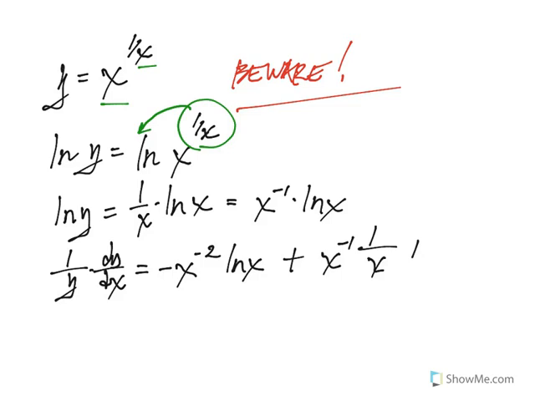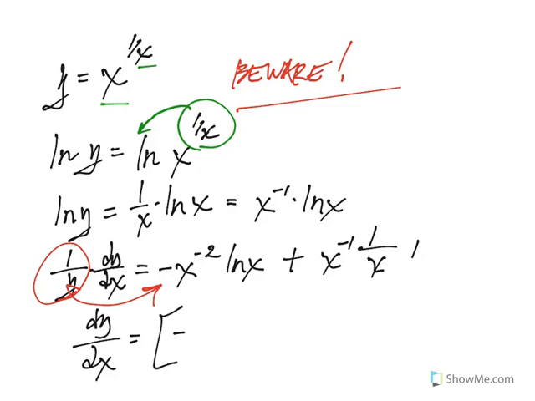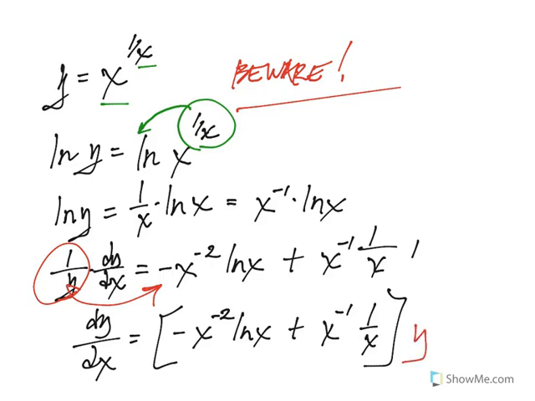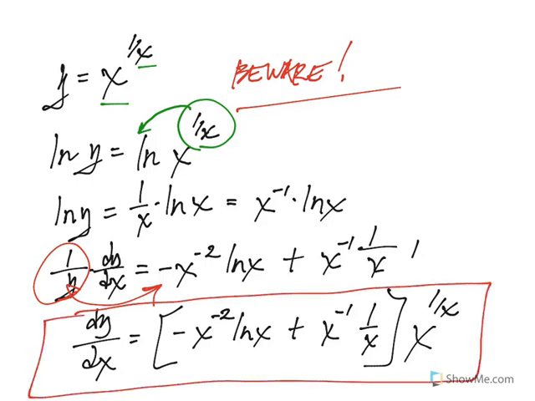All right, I've got one more step for you. What I want to do is take this y and move it to the other side because I want to know what dy dx is, and I want that alone. So the right-hand side will be negative x to the negative 2 ln x plus x to the negative 1 times 1 over x times 1. And that'll be times y on the right-hand side. It goes from the bottom of the left to the top on the right. But I don't want y there. I want to know what y is originally, which is x to the 1 over x. This then is the slope machine, or the derivative of my original problem.